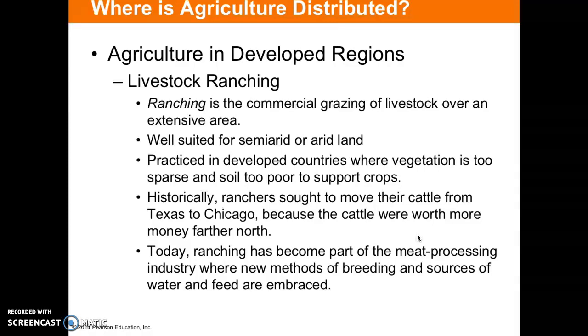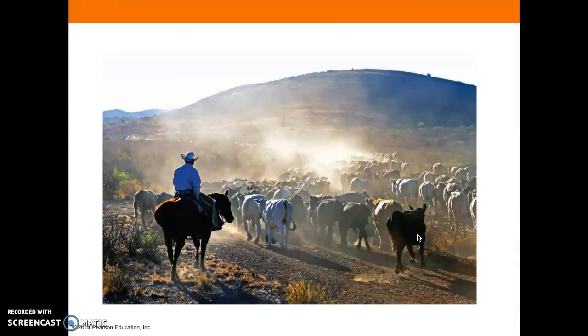And today, ranching has become a part of the meat processing industry where new methods of breeding and sources of water and feed are embraced. And here is more of a grass fed kind of ranching.